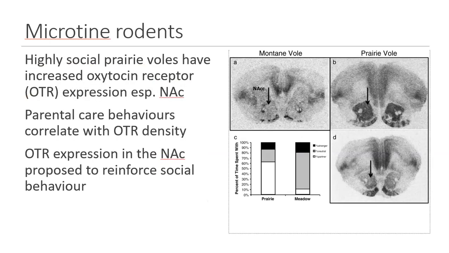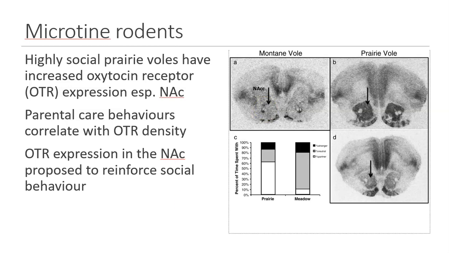But again, it has decent base validity. So we can still see how these microtine rodents differ. And what we see is that the highly social prairie voles, which is on the right here, have an increased oxytocin receptor expression, especially in the nucleus accumbens. So the darker the color, the more oxytocin receptors. And so we see how it's a lot darker here than it is in the montane voles, which, remember, are not as social.